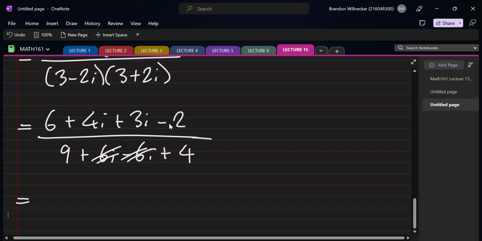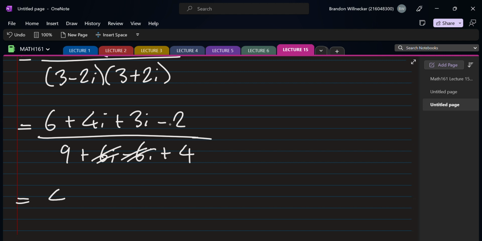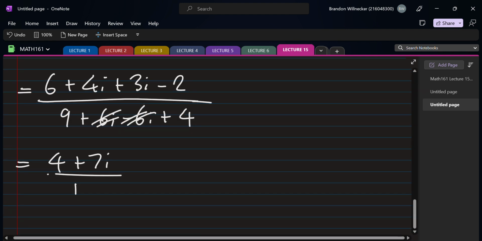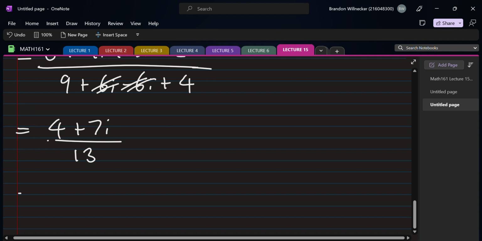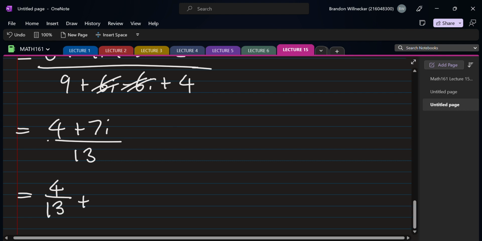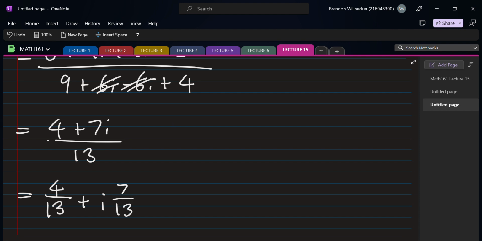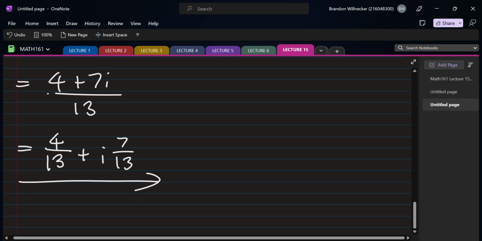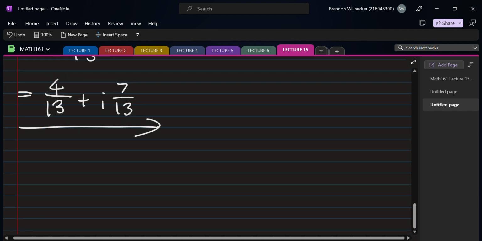Okay, in the numerator, we have the real number 6 and the real number minus 2. That will give us a 4. Imaginary number 4i and 3i, that will be plus 7i. All over 9 plus 4, that will be 13. And now we can separate this into the real part and the imaginary part. So 4 over 13, that makes up the real part. 7 over 13, that makes up the imaginary part. Okay, so that's our final answer for that division.